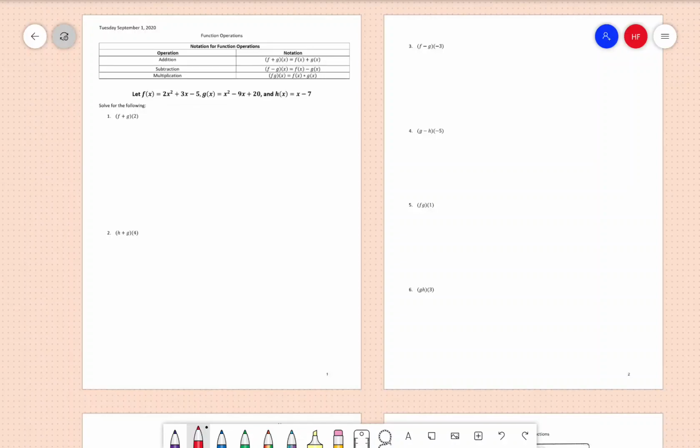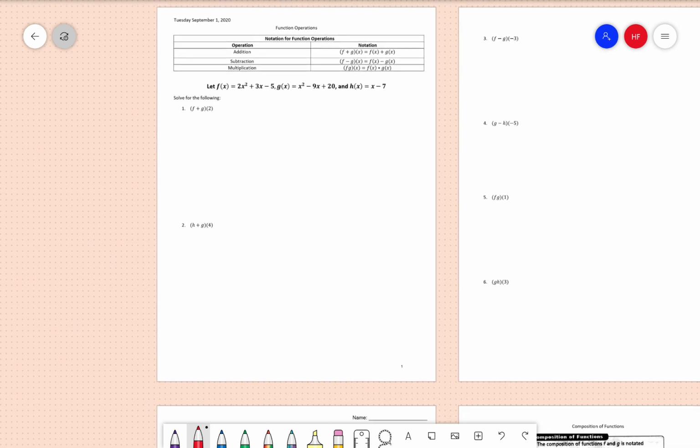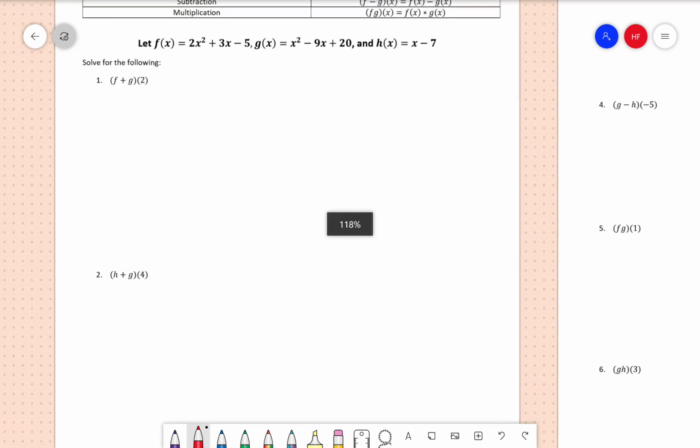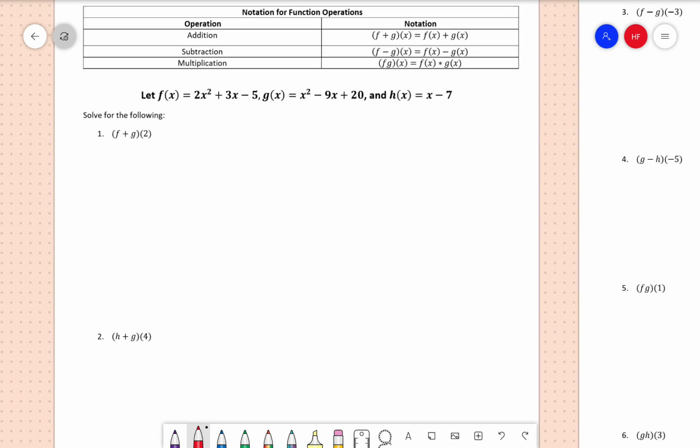Alright, so here we've got the notes for function operations. Function operations is when we're taking functions and adding, subtracting, or multiplying. Here we have f of x equals 2x squared plus 3x minus 5, and g of x is x squared minus 9x plus 20, and h of x is x minus 7. So we have f plus g of 2.